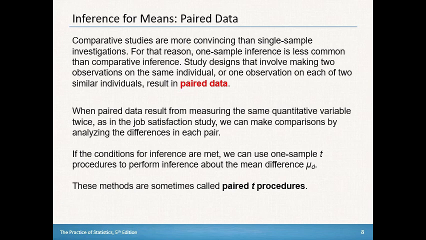We think of this as one sample, because we're not taking two samples from two different populations. We're taking one sample, either the same individual or two very similar individuals, and we're subtracting the data. So it's the mean of the differences. We're not looking at the difference between the two means of two sets of data, because it's really just one set of data.